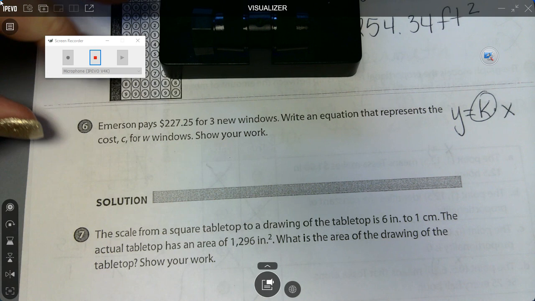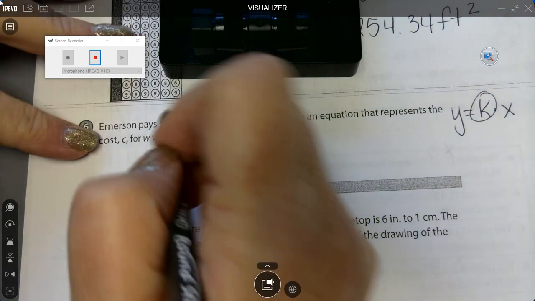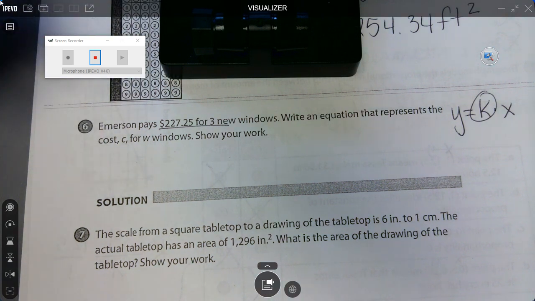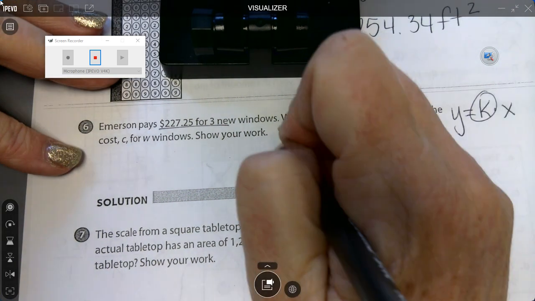All right, so now, first step, we got to find the constant. How do we find it? Don't zone out, come on, back on track. How do you find the constant? What do you do? Okay, what do we divide?